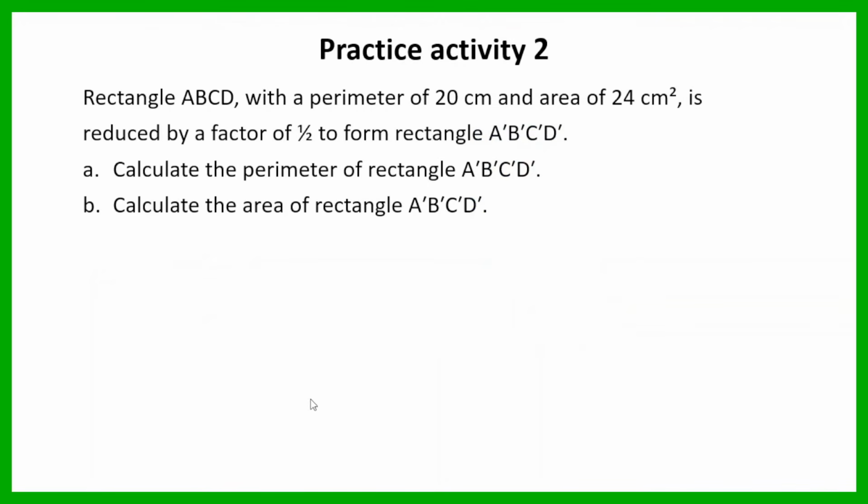So here you've got rectangle ABCD with a perimeter of 20 centimeters and an area of 24 centimeters squared. And it is being reduced by a factor of a half to form rectangle A prime, B prime, C prime, D prime. Now you need to work out the perimeter of the new rectangle and the area of the new rectangle as well. I'm going to give you 2 minutes to work on this example.